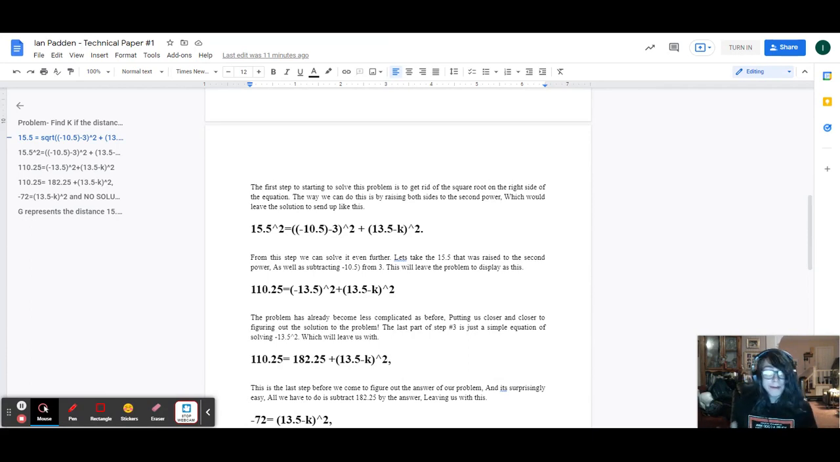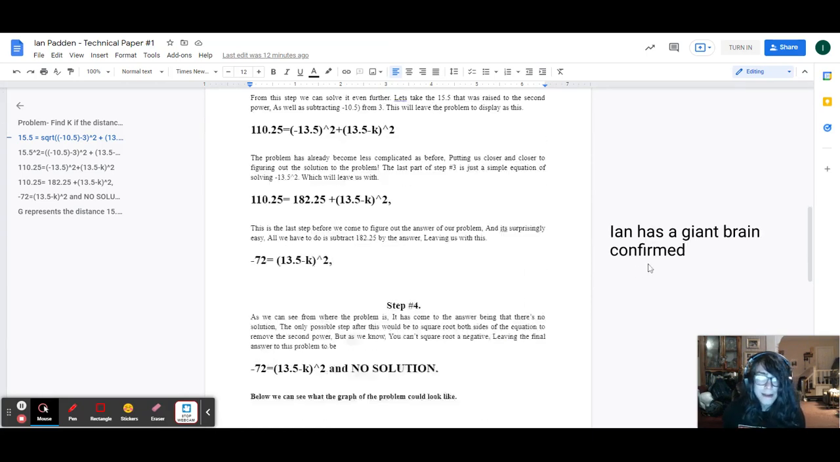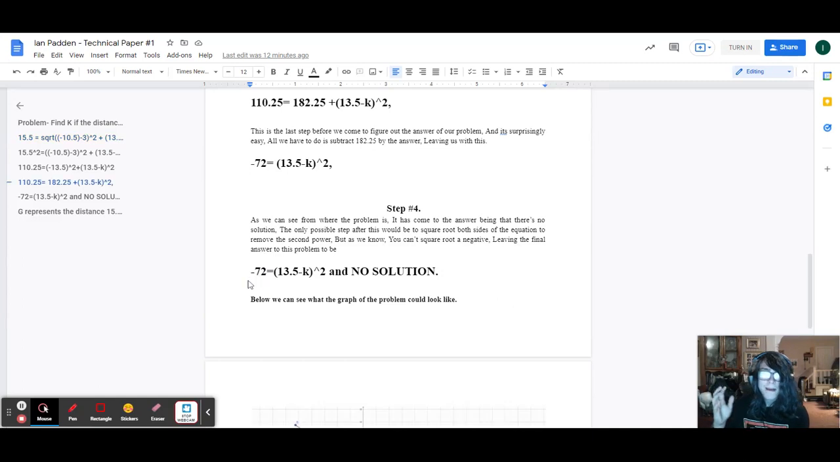What we would want to do here is take the square root of both sides to remove the second power, but we can't do that, because you see, you can't take the square root of a negative. It just doesn't work. And therefore, our problem has no solution. As we can see here, pasted at the bottom, we end off with negative 72 is equal to (13.5 minus k) raised to the second power, and no solution.